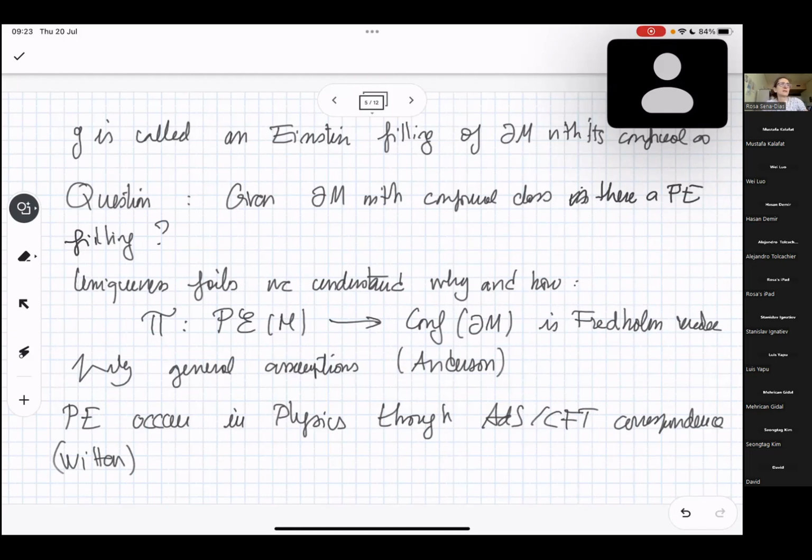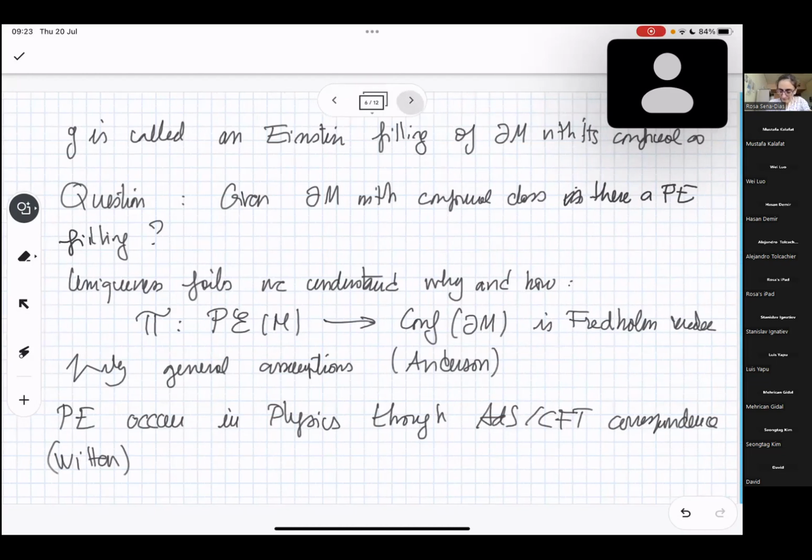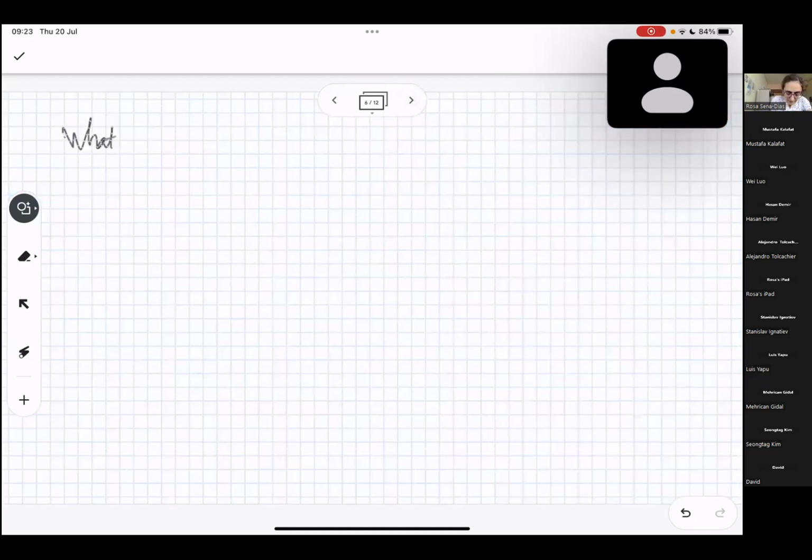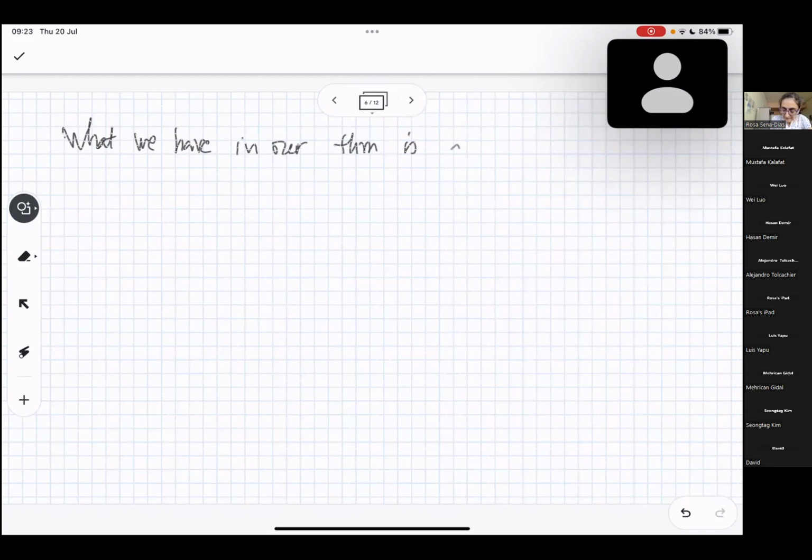So there are many things about these Poincaré Einstein metrics that physicists want to calculate explicitly to answer physics questions. Okay, so what we have in our theorem is a Poincaré Einstein filling of the boundary of DM, which is where our Poincaré Einstein metrics live, and the boundary of DM is S3 mod Zm, which is the lens space.